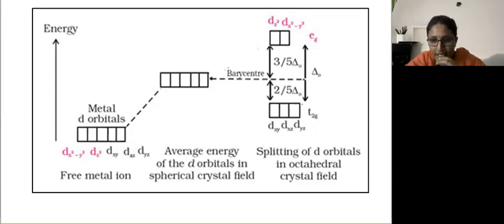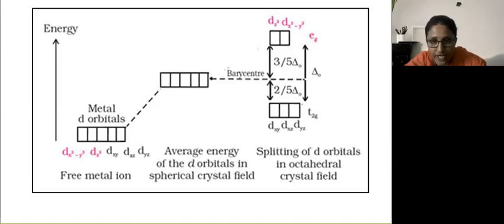So, under the influence of ligands, the d orbitals split into T2g with lower energy and another set, Eg, with higher energy. The mean energy level between these two sets of orbitals is 0. This is nothing but the barycenter. The magnitude of stabilization will be 0.4 del O, or 2 by 5 del O.